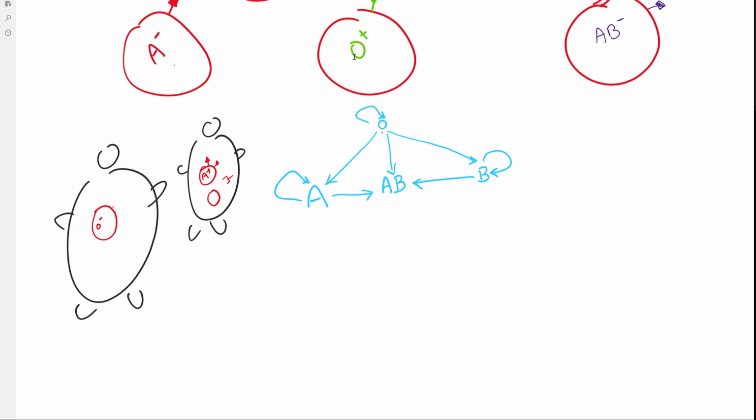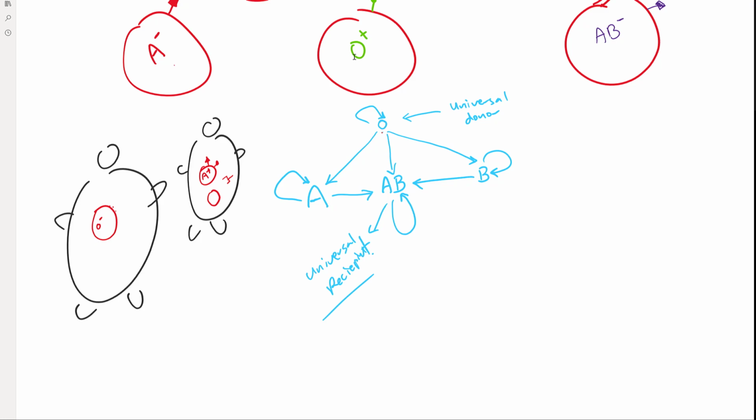However, the AB can only give to itself. The AB cannot give to the A, cannot give to the B, cannot definitely give to the O. Nobody can give to the O except itself. Therefore, the O is the universal donor, whereas the AB is the universal recipient.